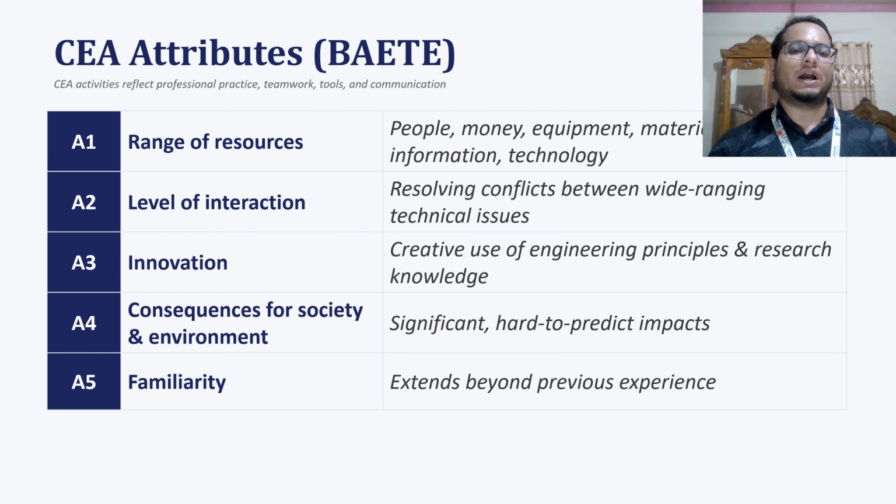Now let's move to the attributes of CEA. CEA has 5 attributes from A1 to A5. These include resources, technical interaction, innovation, social and environmental impact, and unfamiliar solutions. These attributes require real professional engineering activities.